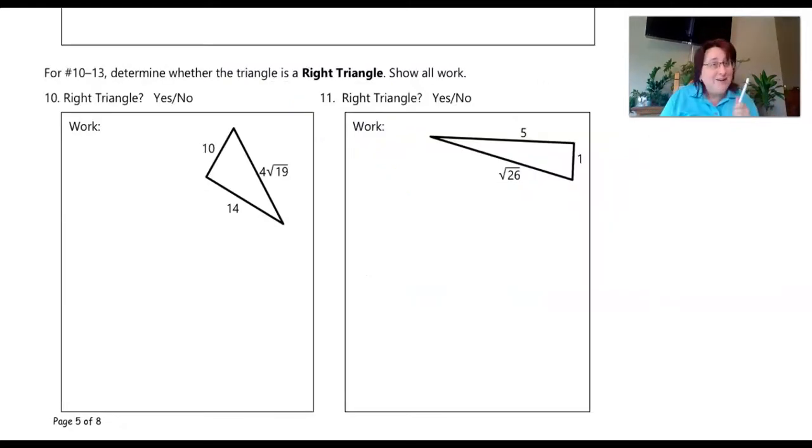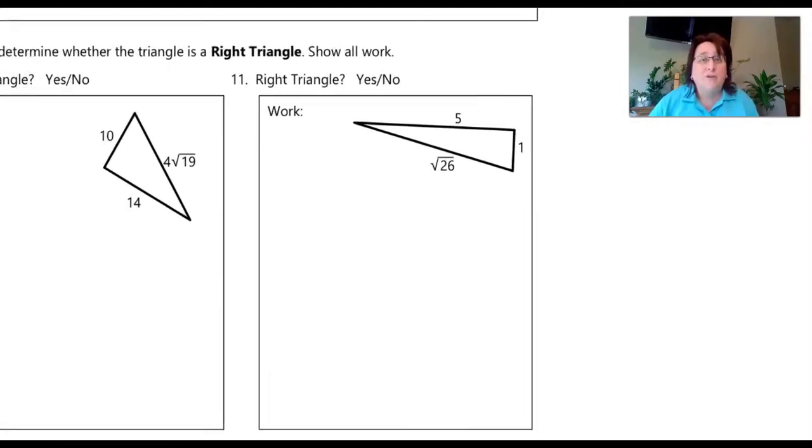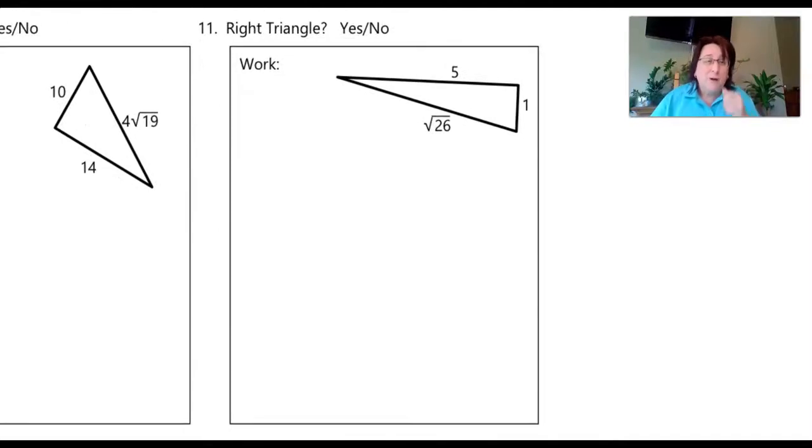All righty, down here at number 11, guys, what we're going to do, and it actually tells us in the instructions for 10 through 13, is determine whether or not we have a right triangle. Notice there's not a box on any of these shapes, is there? So how do we determine it? Well, we're going to use the converse of the Pythagorean theorem. I'm going to show you, we're going to set this up a little bit differently.